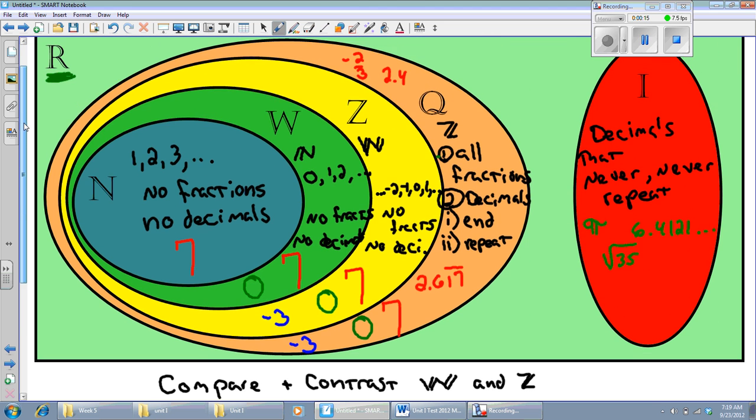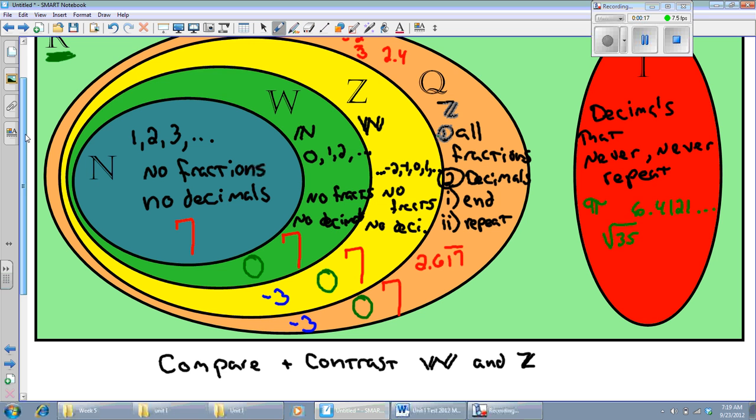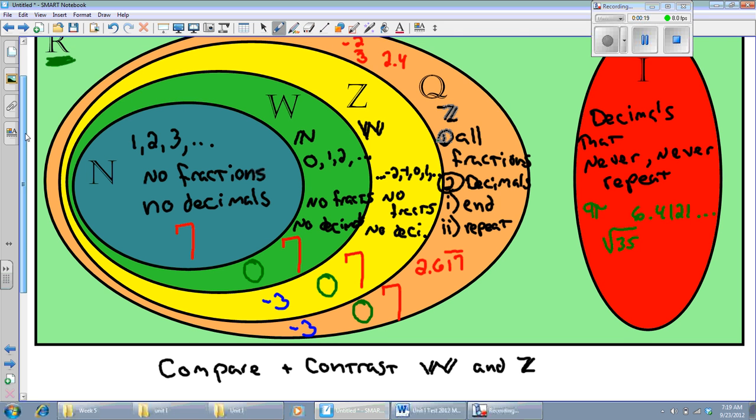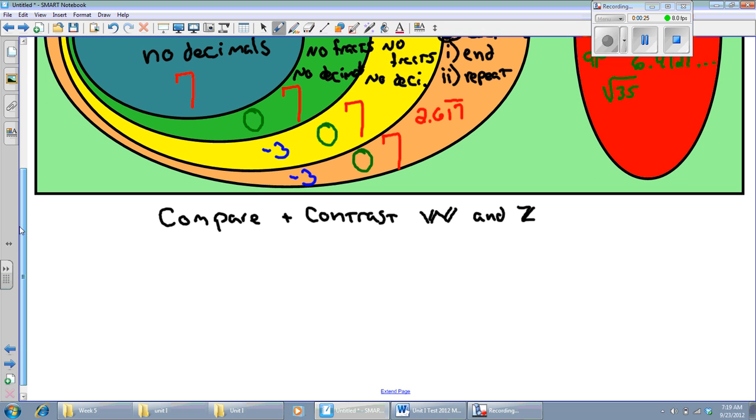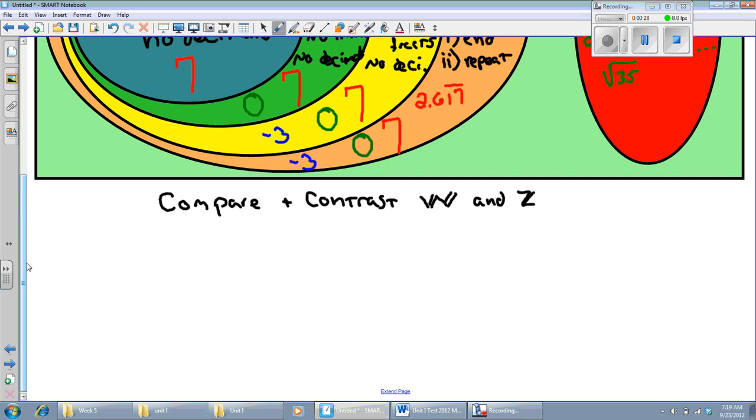First thing we're going to do is compare and contrast the whole numbers and the integers. I know I still promised you the estimating square roots, and don't worry, I'll get to that in a minute. Compare and contrast the whole numbers and the integers.